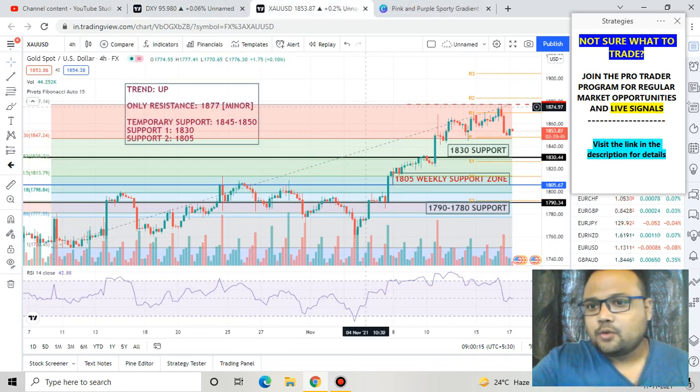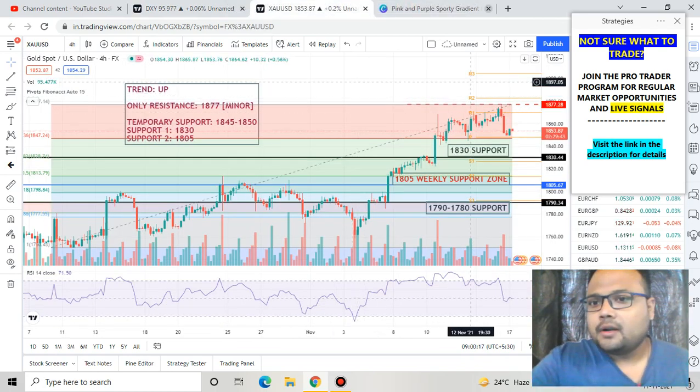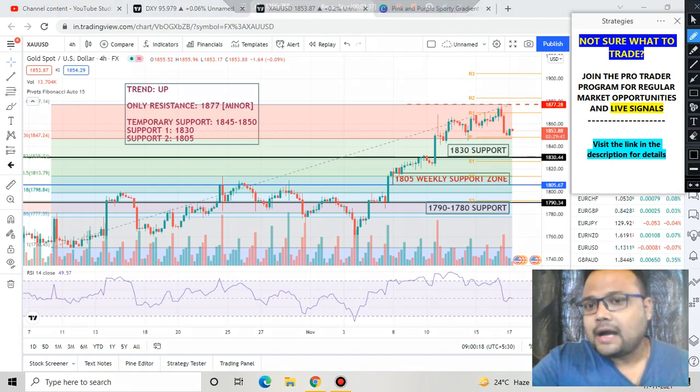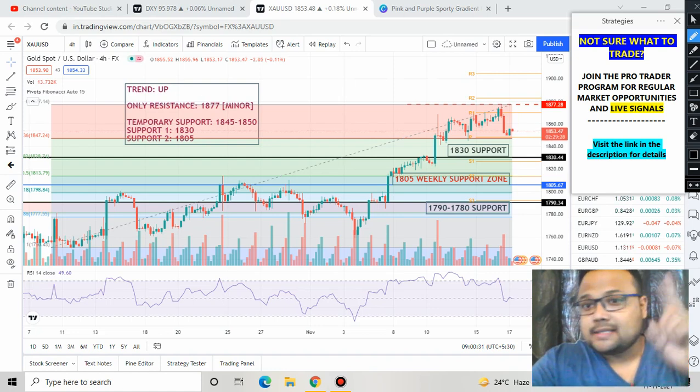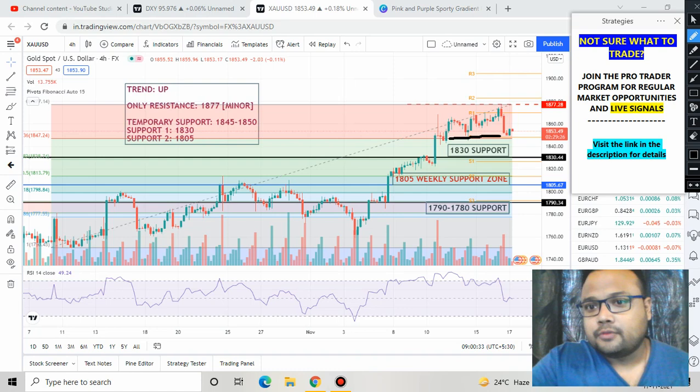And this is the chart of gold here. You can see that after hitting a high of 1877 yesterday, the market started going down. And yes, the market did take support at the 1850 level. This is a temporary support for the market. Yes, keep in mind, this is the temporary support for the market.